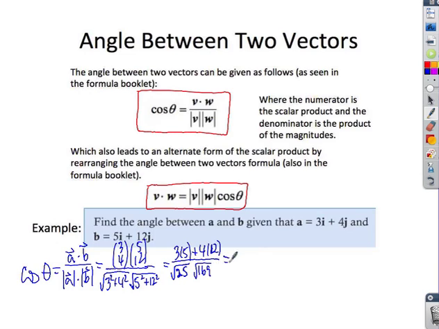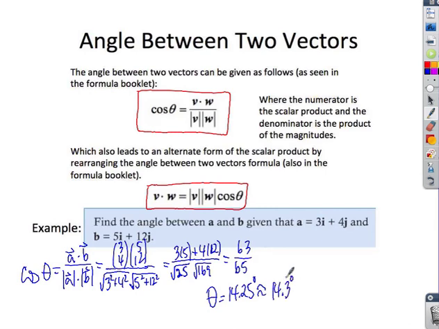On top, that's 15 plus 48. That works out to be 63. And on the bottom, it's 5 times 13, which is 65. And obviously, you're going to do the inverse cosine calculation for this. You get a theta value of 14.25 degrees. To three significant figures, let's say 14.3 degrees.